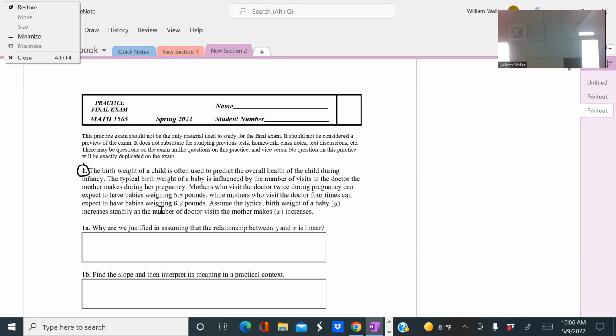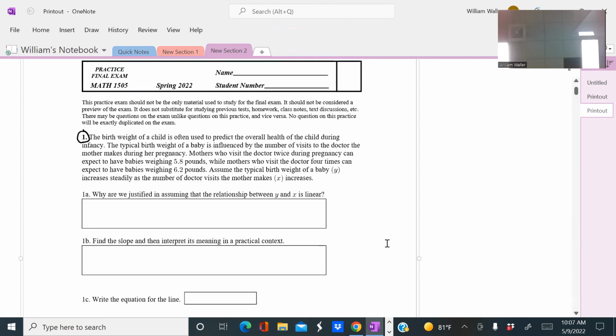Yeah. So the fact that Y is increasing steadily as X increases, right? The birth weight is increasing steadily as the number of visits increases. So that's all you need to say here. If you look at the answer key, it's going to say something like what Hannah just said, right? We know that the birth weight is increasing steadily as the number of doctor visits increases, right? And now next is a little bit more mathematical. Find the slope, and then let's interpret the meaning of that slope in a practical context.